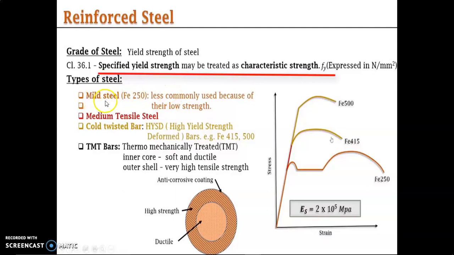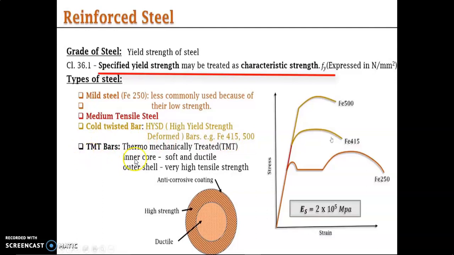First one is mild steel, which is less commonly used because of its low strength. Then medium tensile strength, cold twisted bar, that is high yield strength deformed bars, which come in 415 and 500. Fe is the iron, so it comes in 415 and 500. It is the characteristic strength of the steel.